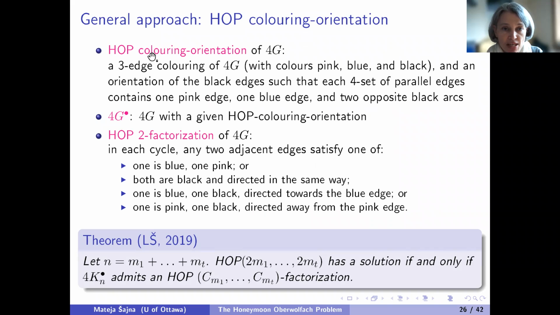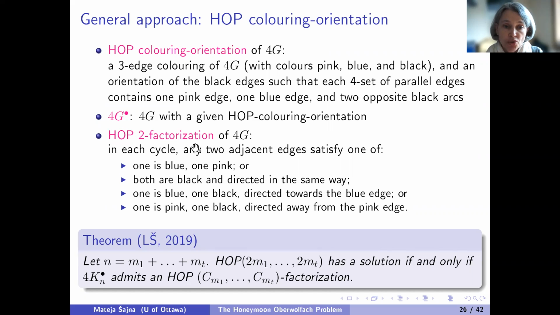Okay, to summarize this, by an HOP coloring orientation of a 4-fold graph G, and I think of G as a simple graph, we mean a 3-edge coloring of this 4-fold graph, where the edges are pink, blue, and black, as well as an orientation of the black edges, so that every 4-set of parallel edges contains 1 pink, 1 blue, and 2 opposite black arcs. And I'll put this dot here for the 4-fold G to denote that I already assumed that it has this HOP coloring orientation.